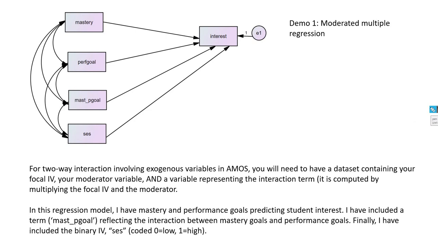So for my first demonstration, we're going to focus on moderated multiple regression. And the SPSS file has variables in it for mastery goals, performance goals, the interaction between mastery and performance goals, socioeconomic status, and interest. So basically we're predicting student interest from their levels of mastery goals, performance goals, socioeconomic status, and then the interaction between mastery and performance goals.